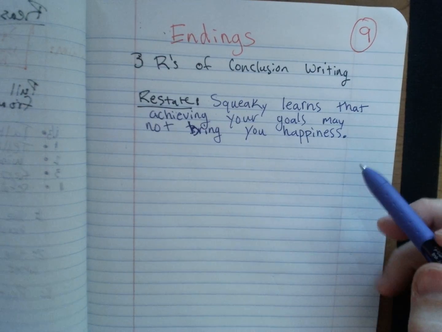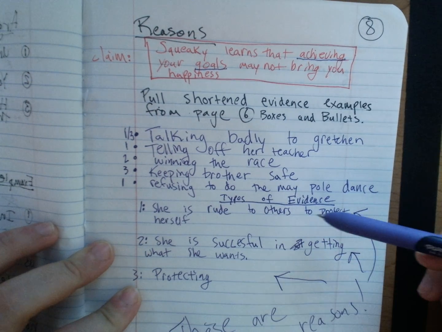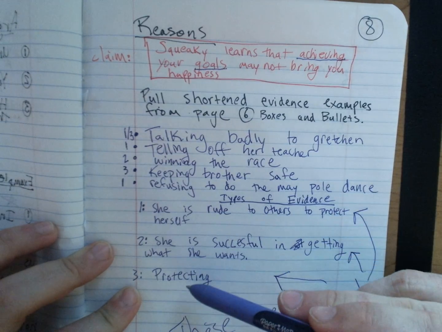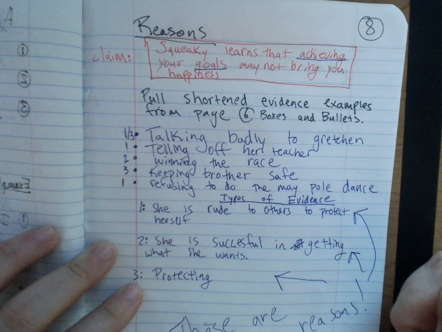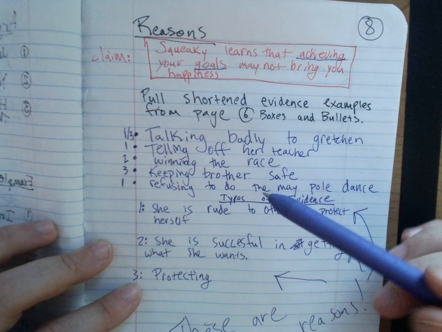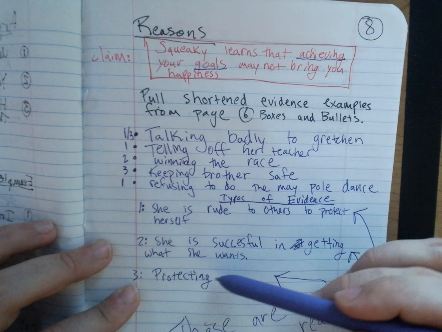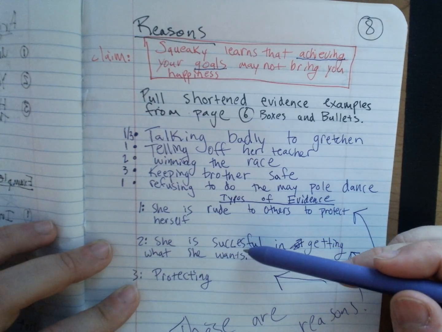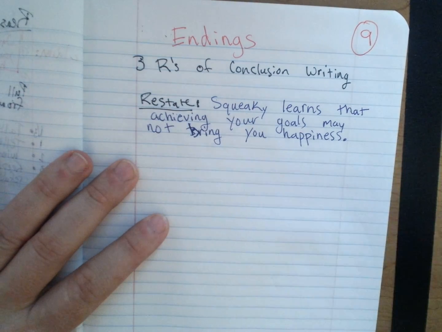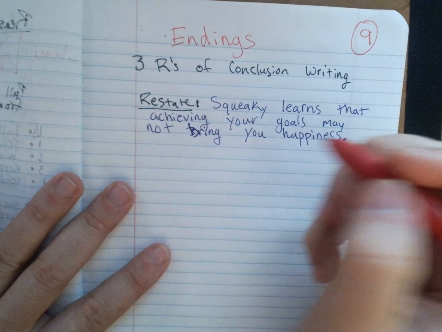And now I'm going to go back and think of how I can restate my reasons. My reasons were she's rude to others to protect herself, she's successful in getting what she wants, and she's protective. So I'm going to say, we realize this when she's protecting herself, protecting others, and when she gets what she wants. And like I said, I like to use colors, so I'm going to go ahead and do this part separately.